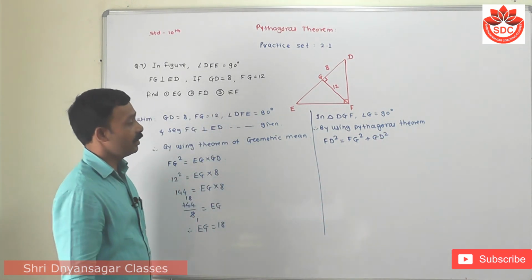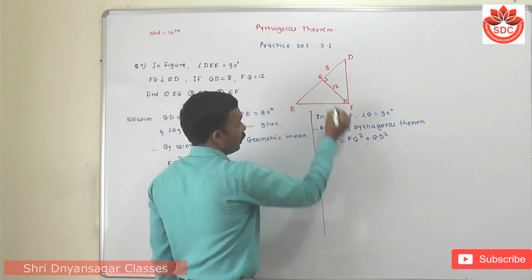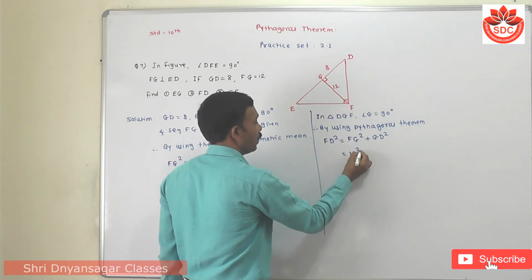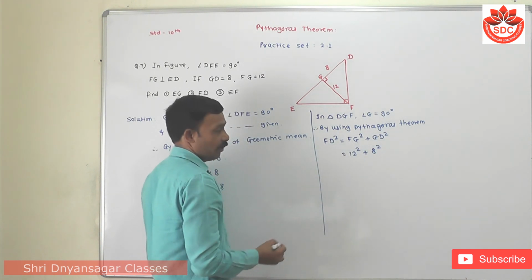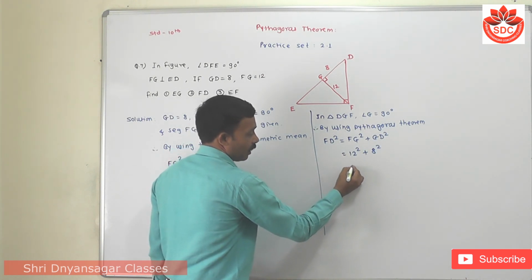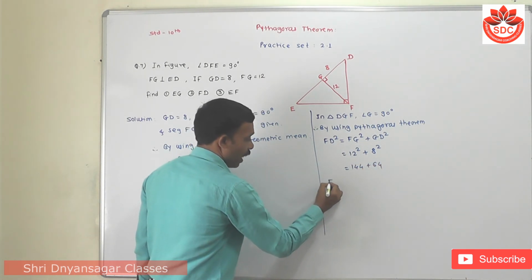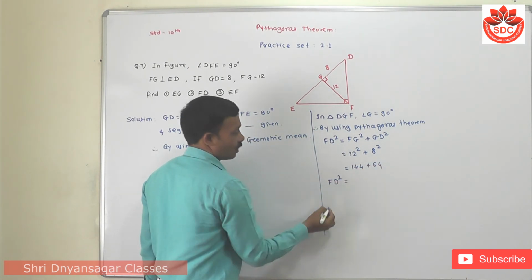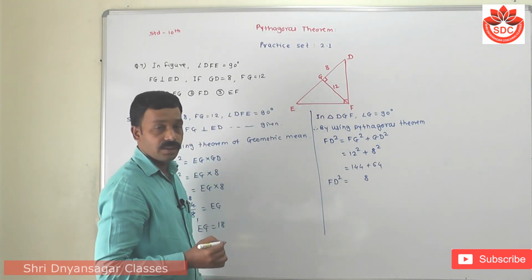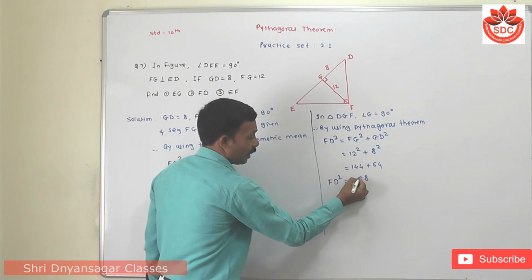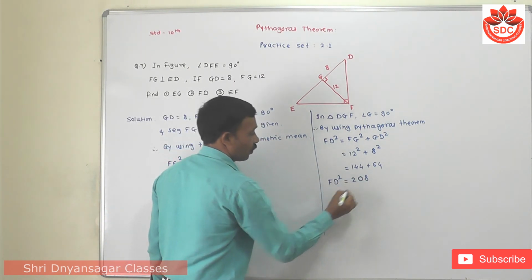Then we substitute the values. FG is 12 square plus GD is 8 square, which is given. FD square is 12 square, which is 144, plus 64. We have to add these values. 4 plus 4 becomes 8. 6 plus 4 becomes 10, carry 1. 1 plus 1 is 2.